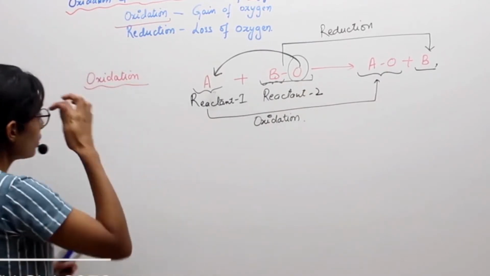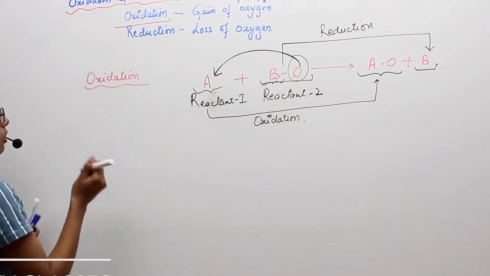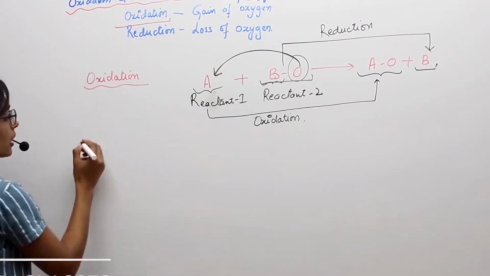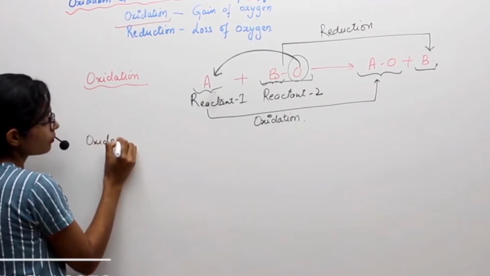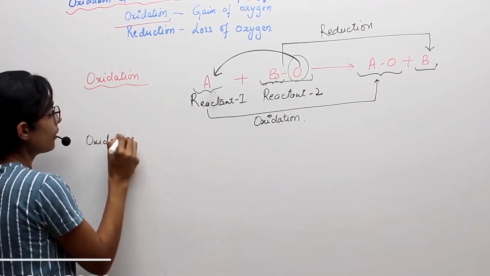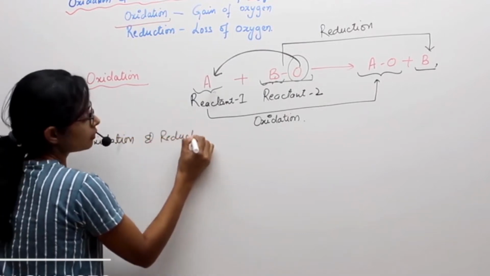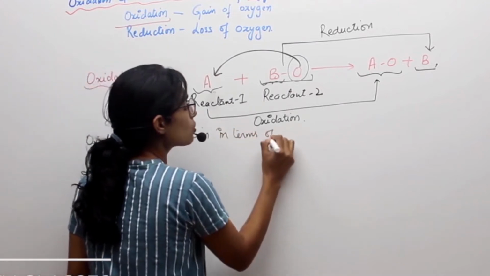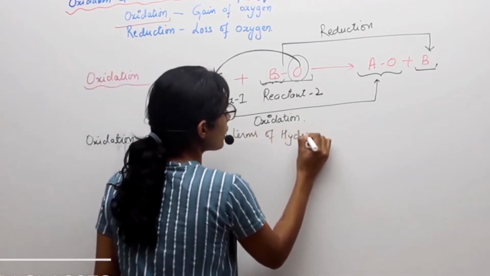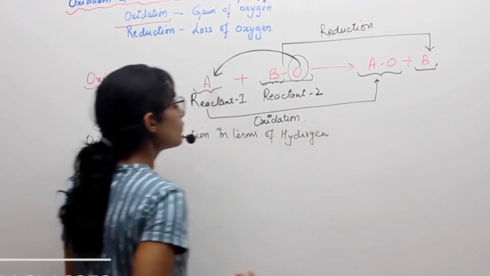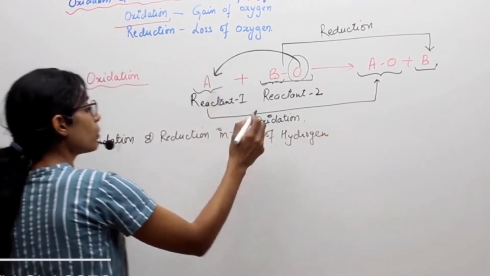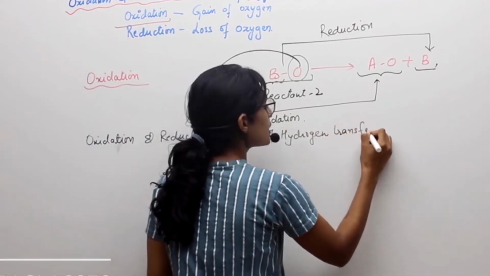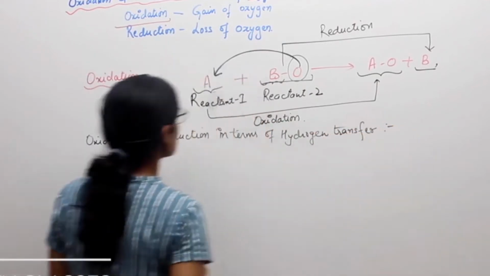Now similarly we can also talk about oxidation and reduction in terms of hydrogen transfer. It's not necessary that we are always going to deal with only oxygen. There might be hydrogen present over there and we will be dealing with hydrogen. So now let's see what happens when we talk about hydrogen transfer.